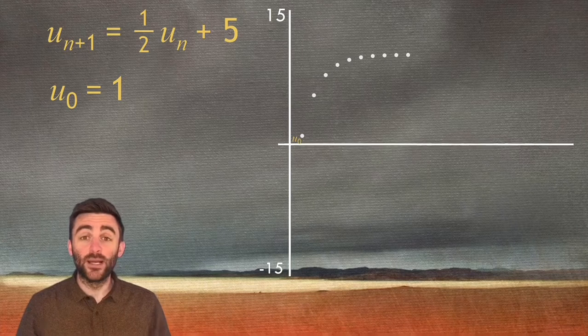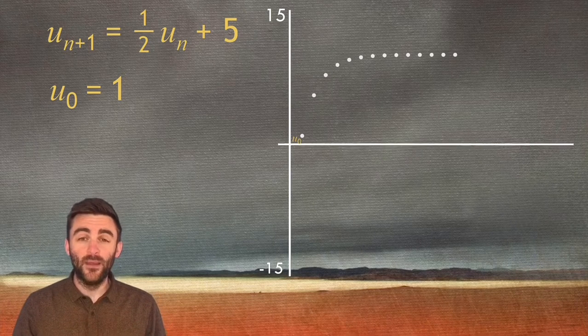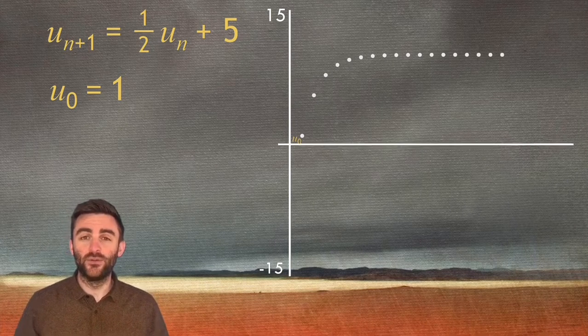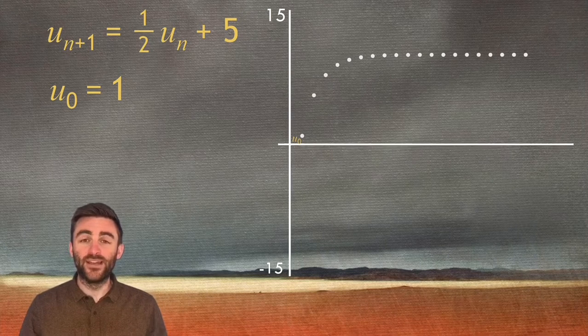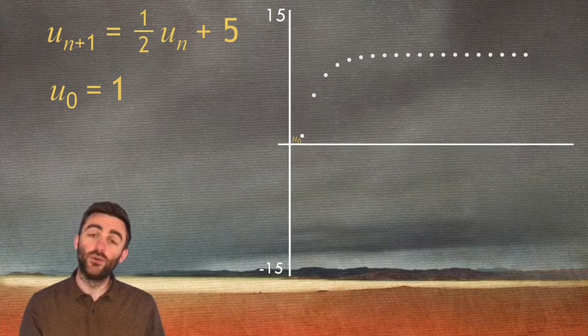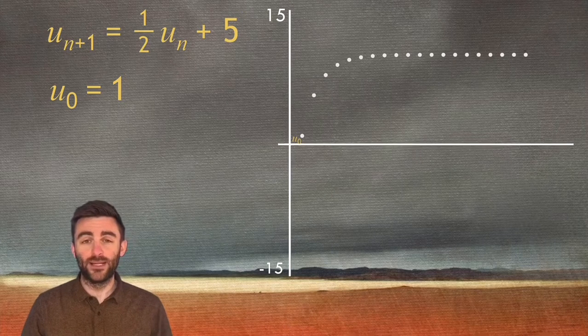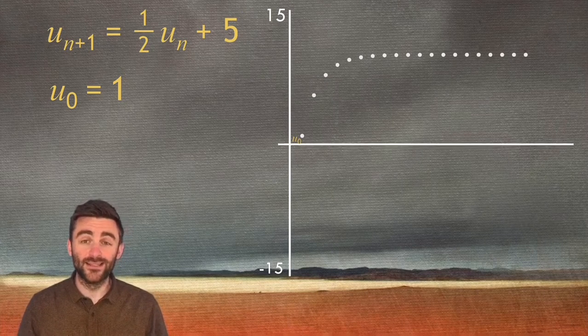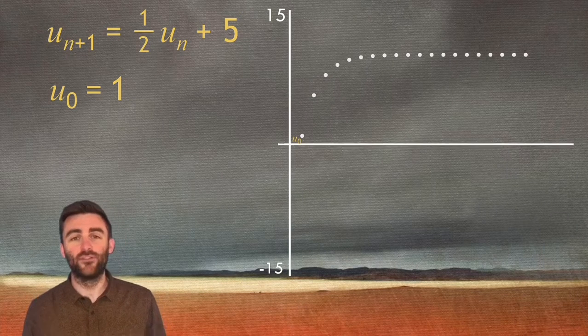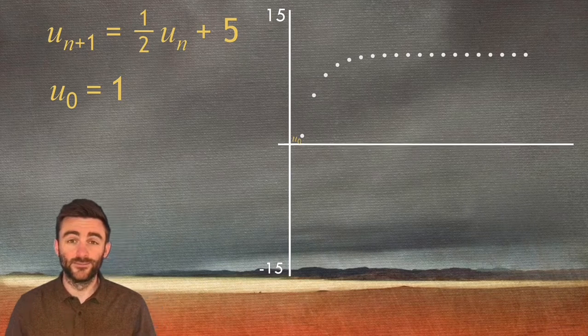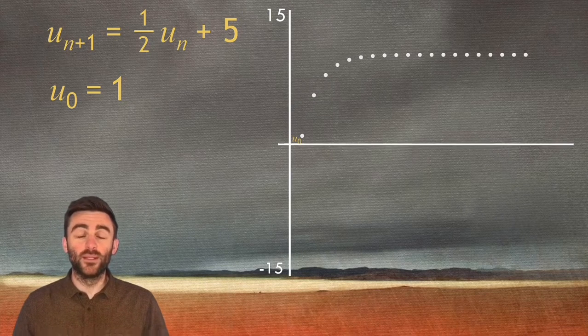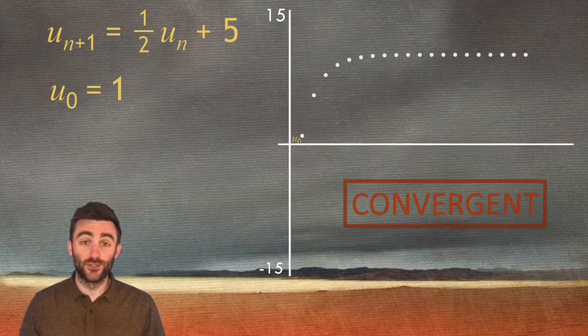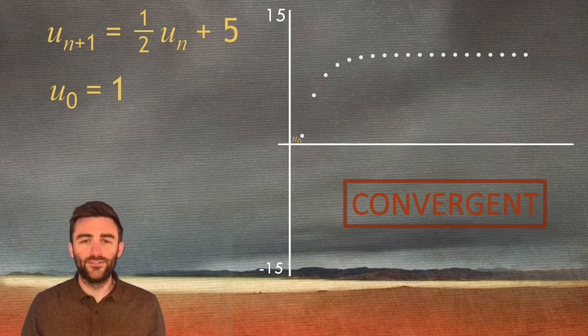So you can see pretty quickly we're starting to tend towards a limit. The recurrence relation has naturally found an equilibrium point. It is finding the point where you do half of a number and add 5, it'll take you back to the same number. And if you think about what that number it's heading towards is, it must be 10. Because a half of 10 is 5, add 5 is 10. Half of 10 is 5, add 5 is 10. So that sequence has started working towards a natural limit. It's convergent.